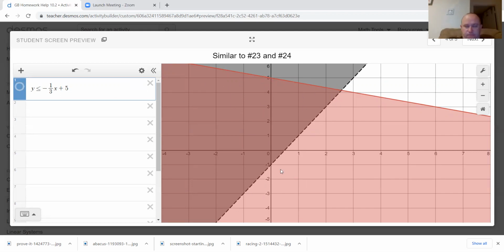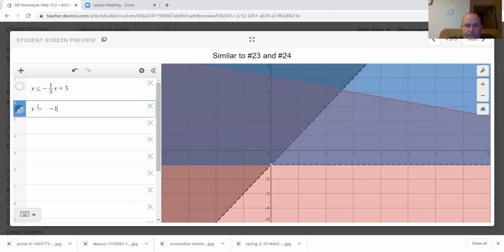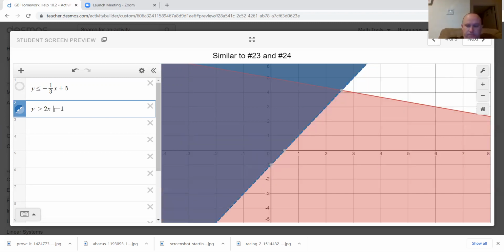And then for the other one, let's see what we got here. This goes through -1. So also I can see it's shaded above this line, and I can see that it's a dotted line. So I'm just going to leave this one as greater. I'm going to put -1. And then for the slope for this one, I can see that it goes up 2 and across 1. So I know that's a slope of 2.